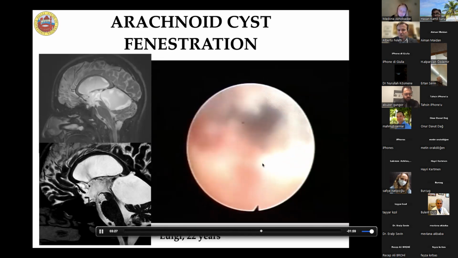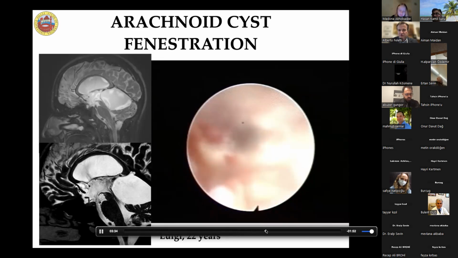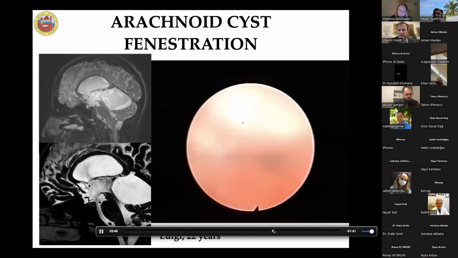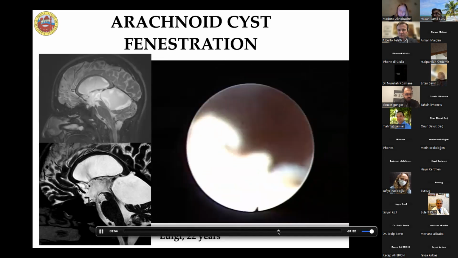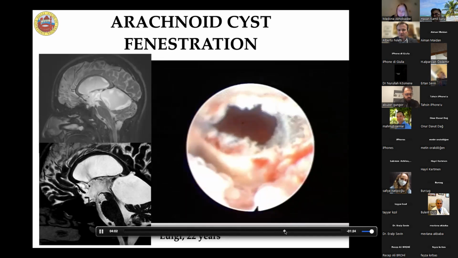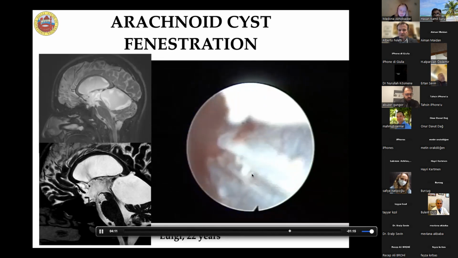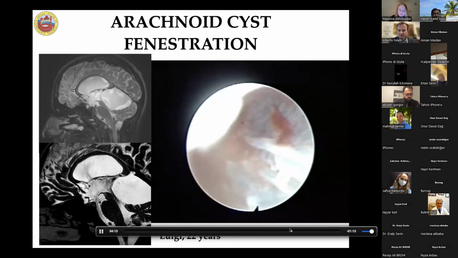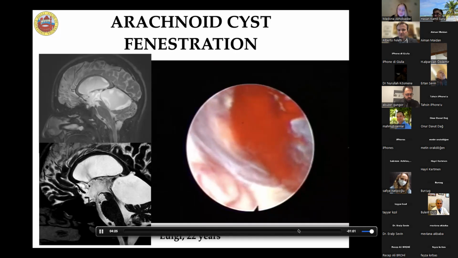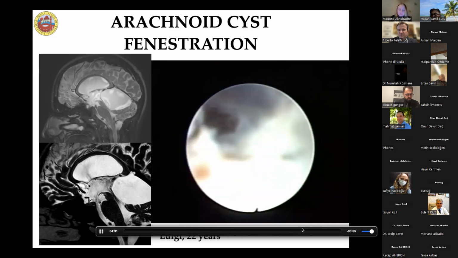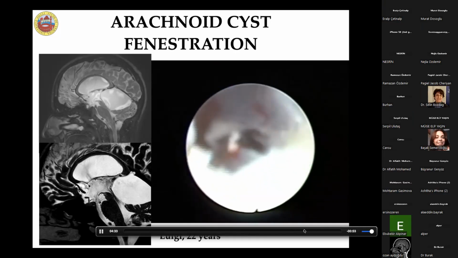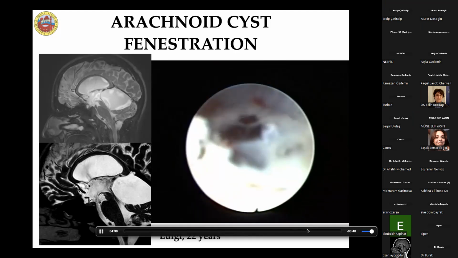Here again, some small bleedings, but never get too worried, just proceed with irrigations. And then I was able to enter the cavity of the cyst. Here, the cyst is starting to collapse, but I wanted to go inside the cyst, which is possible through the hole I made, and I entered the cyst.